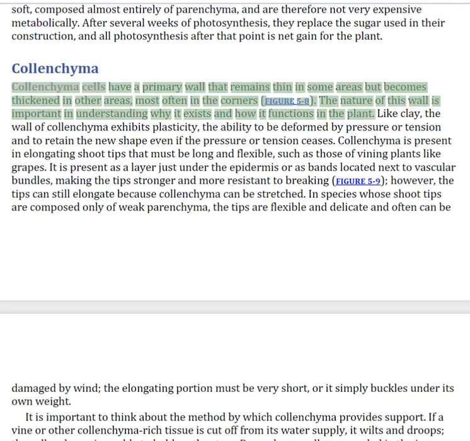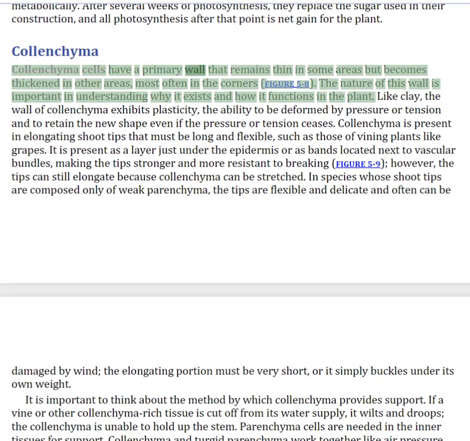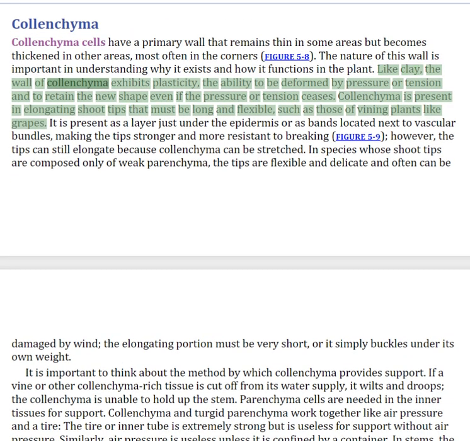Chlorenchyma. Chlorenchyma cells have a primary wall that remains thin in some areas but becomes thickened in other areas, most often in the corners. The nature of this wall is important in understanding why it exists and how it functions in the plant. Like clay, the wall of chlorenchyma exhibits plasticity, the ability to be deformed by pressure or tension and to retain the new shape even if the pressure or tension ceases.